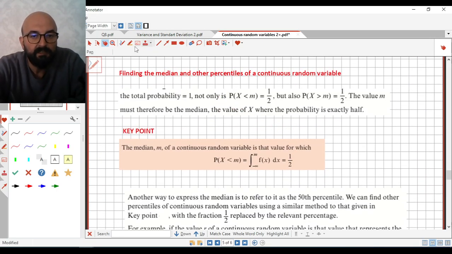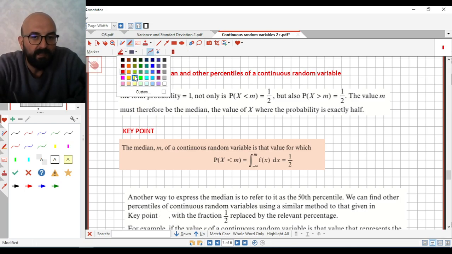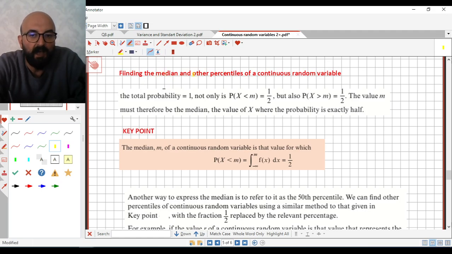The other topic is finding the median and other percentiles of a continuous random variable. The total probability equals 1. So not only is the probability of x less than m equal to 1 over 2, but also x greater than m is 1 over 2.